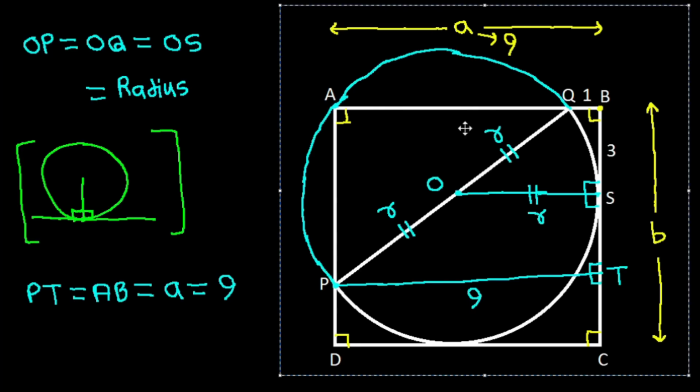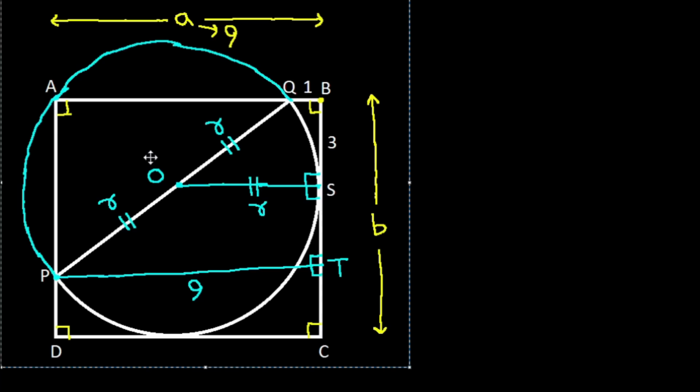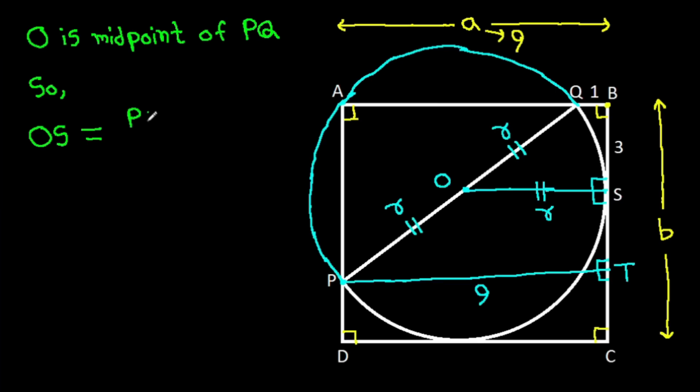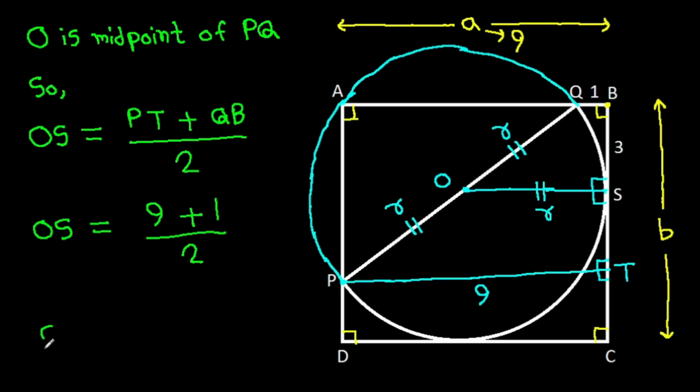Now O is the midpoint of PQ. So OS will be PT plus QB over 2, and OS is equal to PT is 9 plus QB is 1 over 2, and OS is 10 over 2, that will be 5. So the radius is 5.